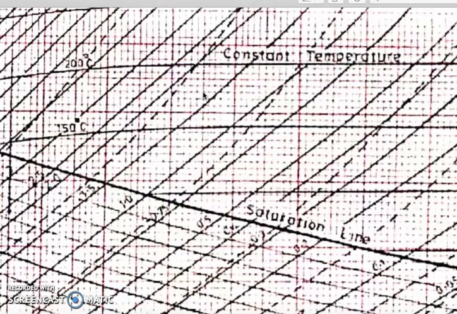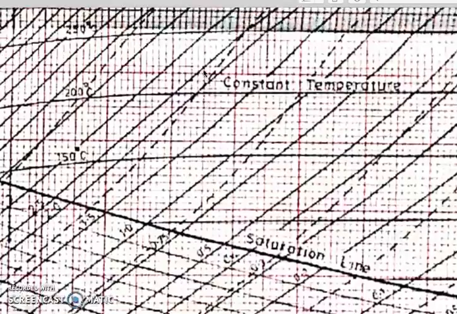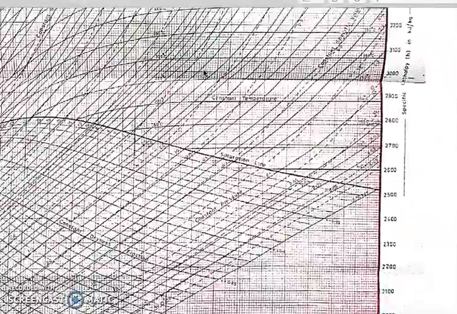Now, if the condition is like this, I have moved the cursor above, so this will be 178 or 180 degrees Celsius. Then over here it will be 190 degrees Celsius. So like this we can approximate the temperature of superheat.